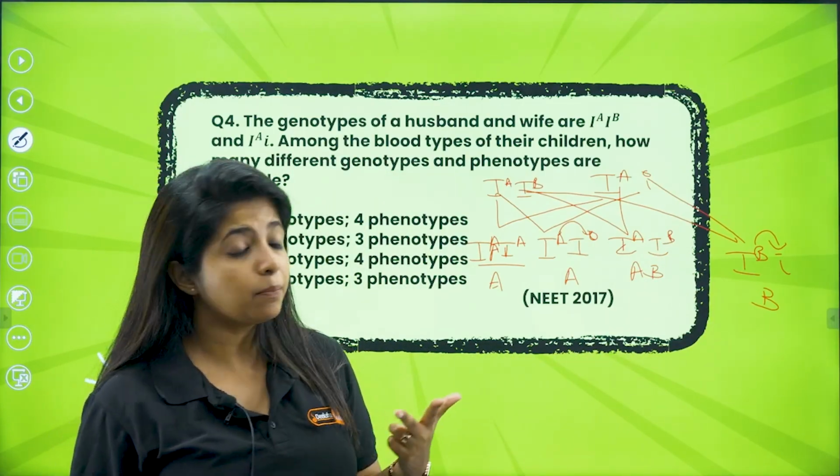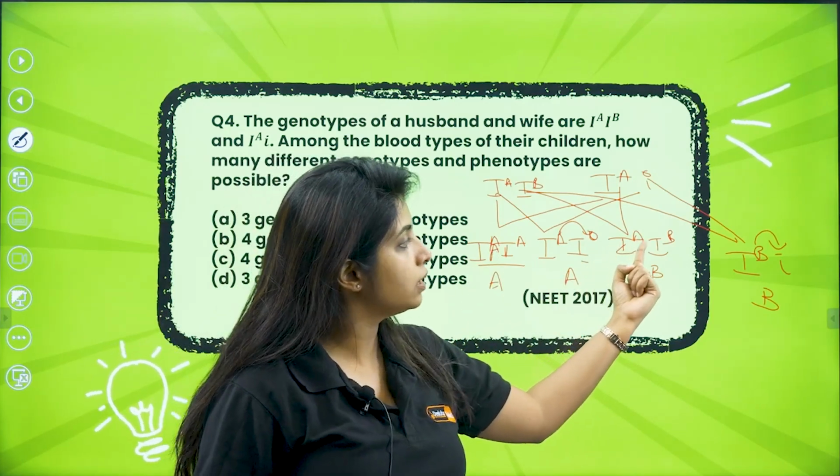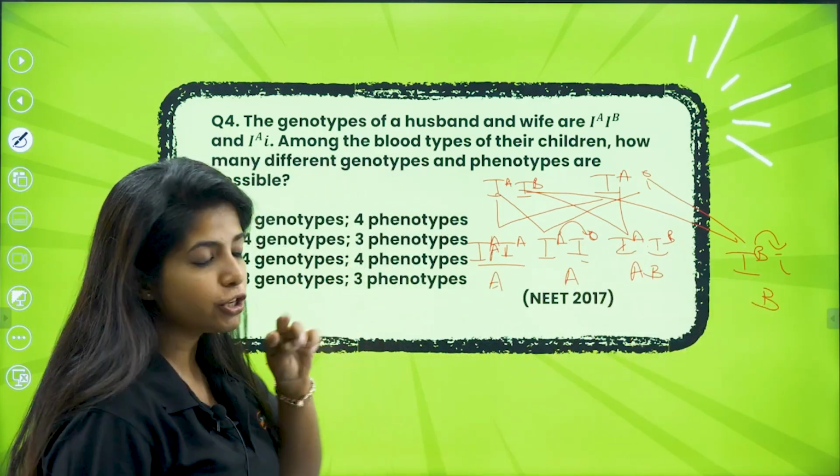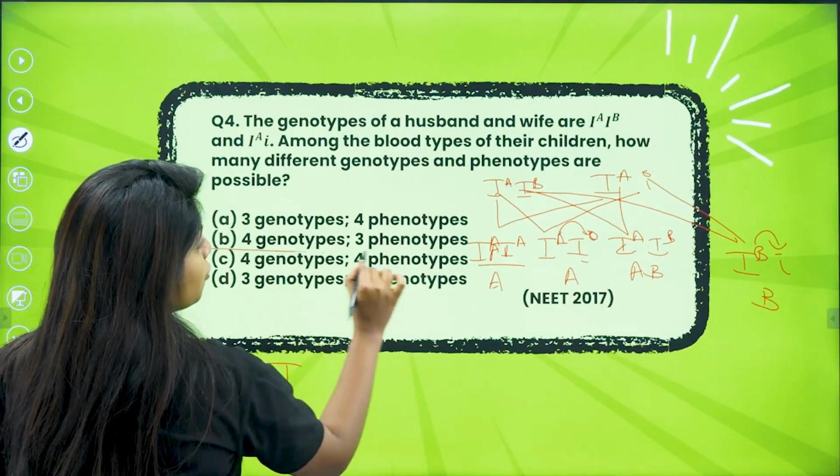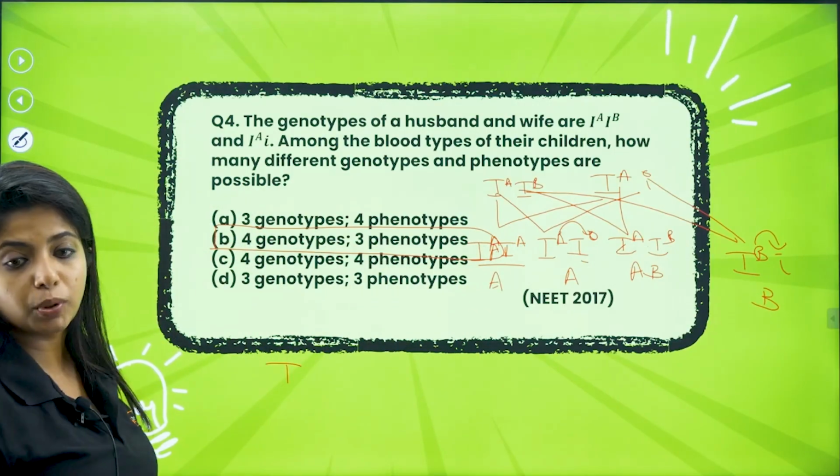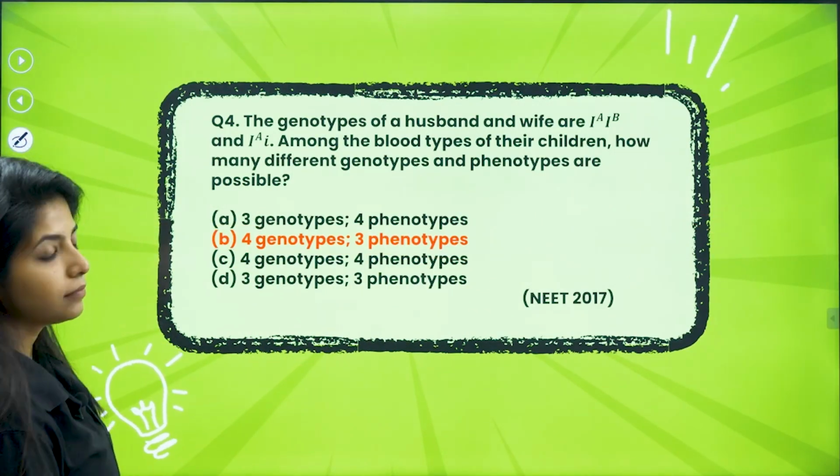Now what about the genotype, my dear children? This is different, this is different, this is different, this is also different. So 4 genotypes, 3 phenotypes. 4 genotypes, 3 phenotypes would be your answer for this question.